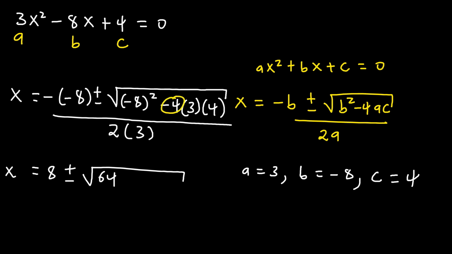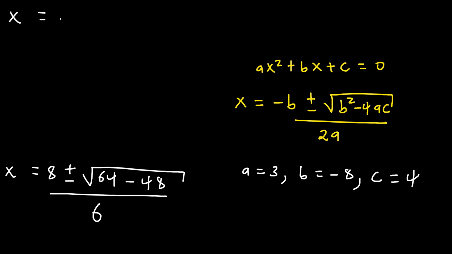And then negative 4 times 3 gives us negative 12. Negative 12 times 4 gives us negative 48. So this will be minus 48. And we shall divide it by 2 times 3, which is 6. Therefore, x will be equal to 8 plus or minus the square root. Now 64 minus 48 gives us 16, divided by 6.